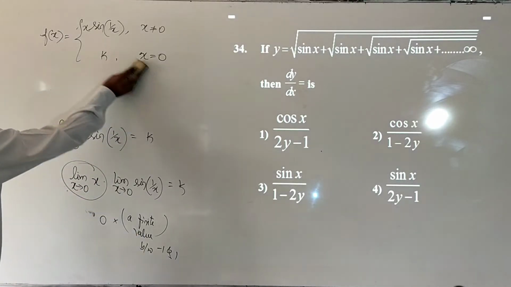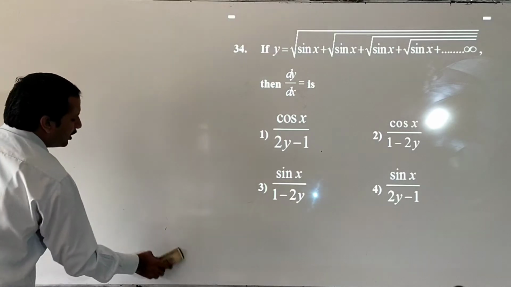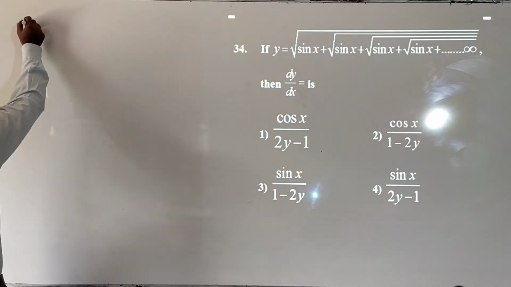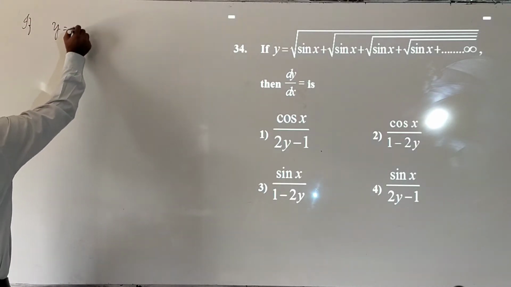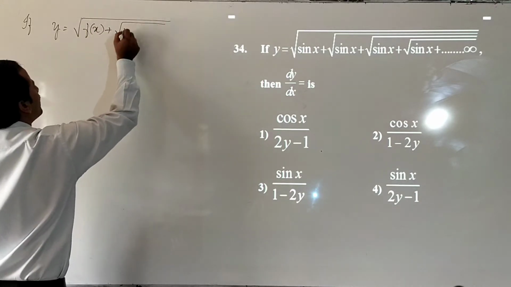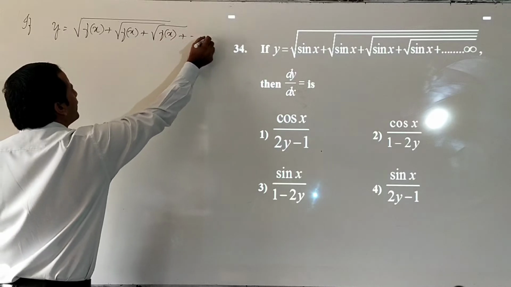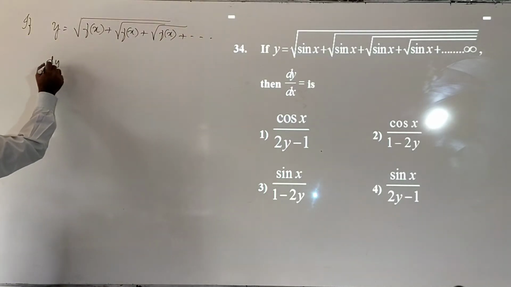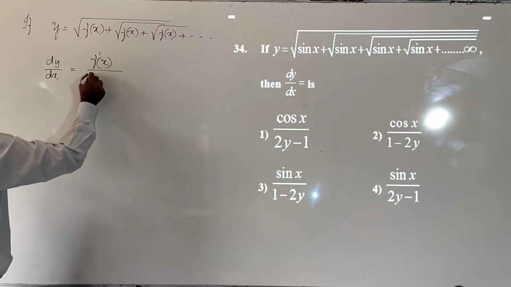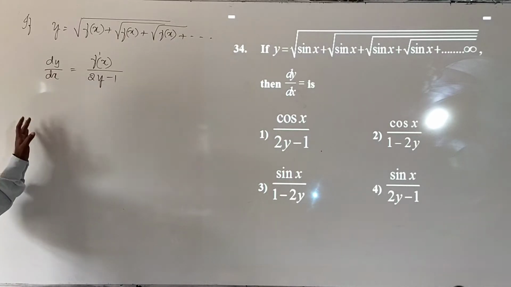If y is equal to square root of sin x plus root of sin x plus root of sin x etc. up to infinity, then what is dy by dx? There is a direct formula here, that is if y is equal to root of f of x plus root of f of x plus root of f of x etc. up to infinity, then dy by dx is equal to f dash of x divided by 2y minus 1. Remember this formula, this is a shortcut. If you know that formula, directly you can write the answer.